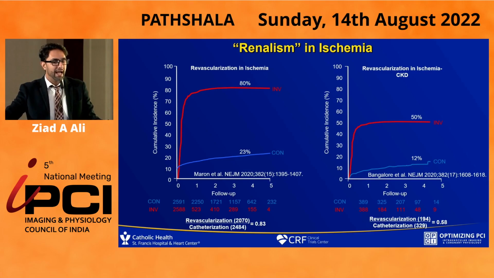On the right side is exactly the same study, except these patients have CKD. There's no other difference in the protocol other than they don't get a CT. Now, even though you're randomized to get an invasive strategy and undergo PCI for coronary disease, only 50% get PCI. And the ratio of revascularization to catheterization is no better than a coin flip.